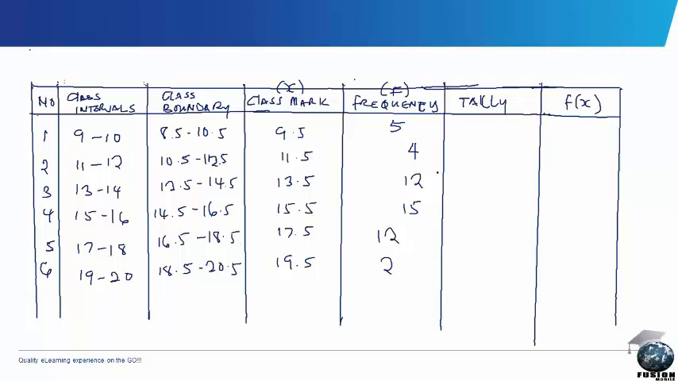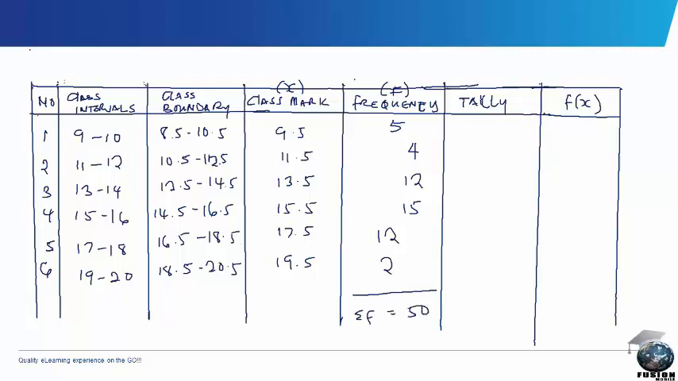So from the frequency we have 5, we have 4, and then we try to add them to get the total frequency. You have 5 plus 4 plus 12 plus 15 plus 12 again, then plus 2. It gives you that the total frequency there is equal to 50. So summation f is equal to 50.